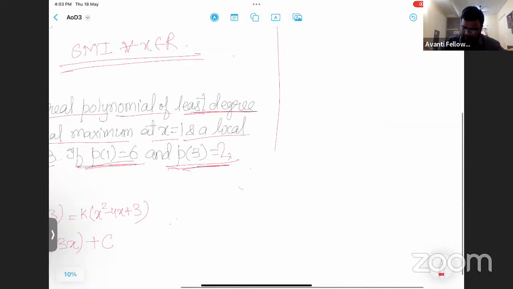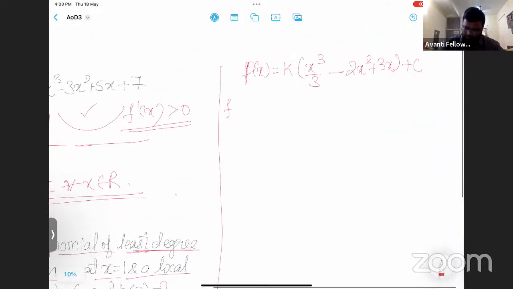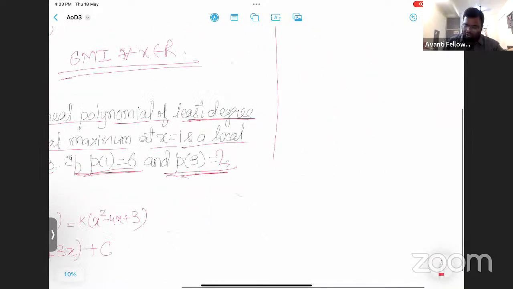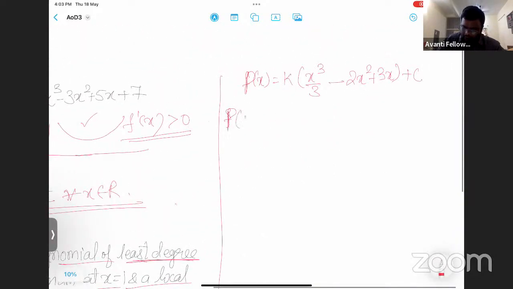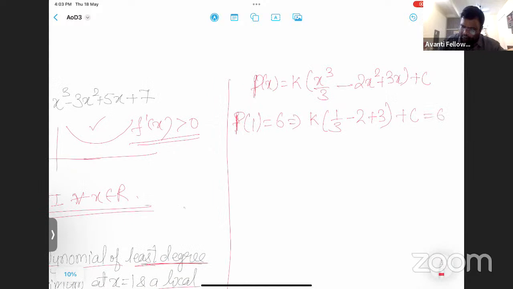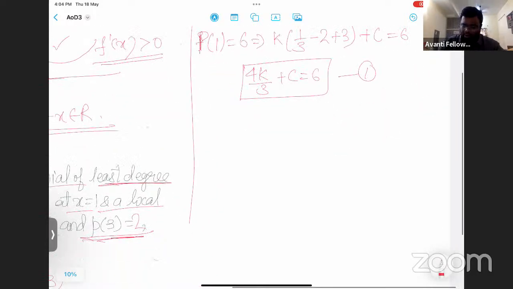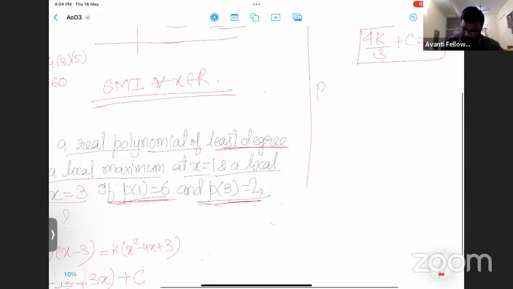And the information which we have is, this is the p function, I'm sorry, this is basically p dash and p. So p of 1 is equal to 6, which implies k times 1 by 3 minus 2 plus 3, plus c is equal to 6. So what we'll get, 3 minus 2 is 1, 1 plus 3 is 4. 4k by 3 plus c is equal to 6. This is the first equation, and p of 3 is equal to 2.